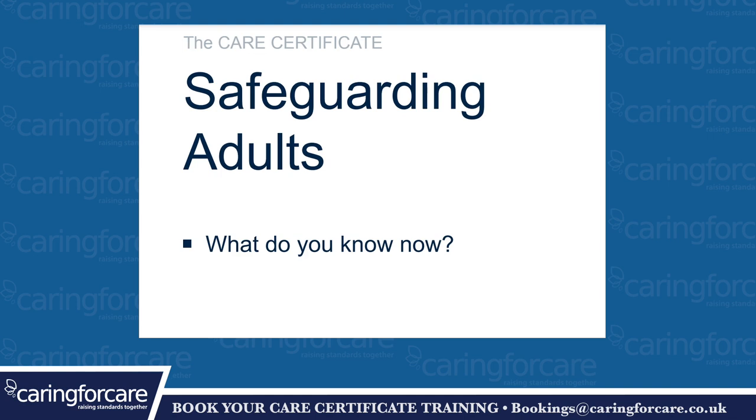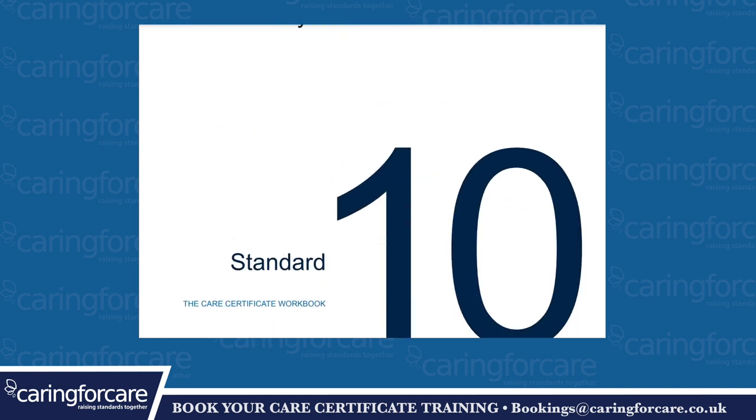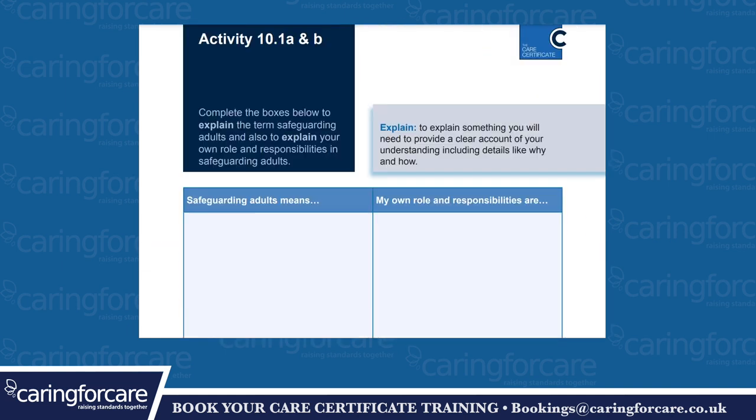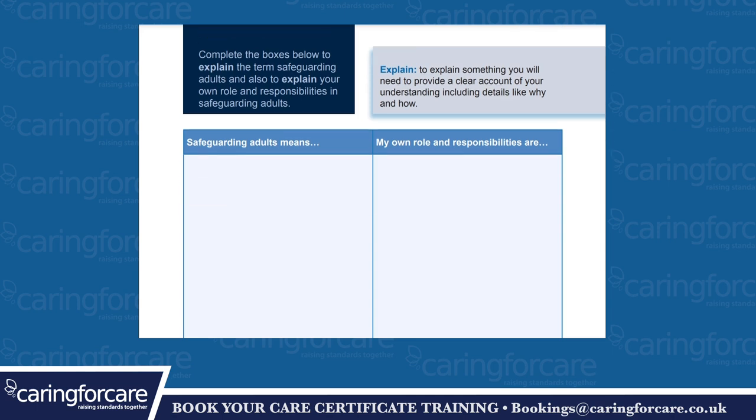The Care Certificate, Safeguarding Adults, What Do You Know Now? Standard 10, the Care Certificate workbook. Activity 10.1A and B. Complete the boxes below to explain the term safeguarding adults and also to explain your own roles and responsibility in safeguarding adults. Explain. To explain something, you will need to provide a clear account of your understanding, including details like why and how. Safeguarding adult means, my own role and responsibilities are.